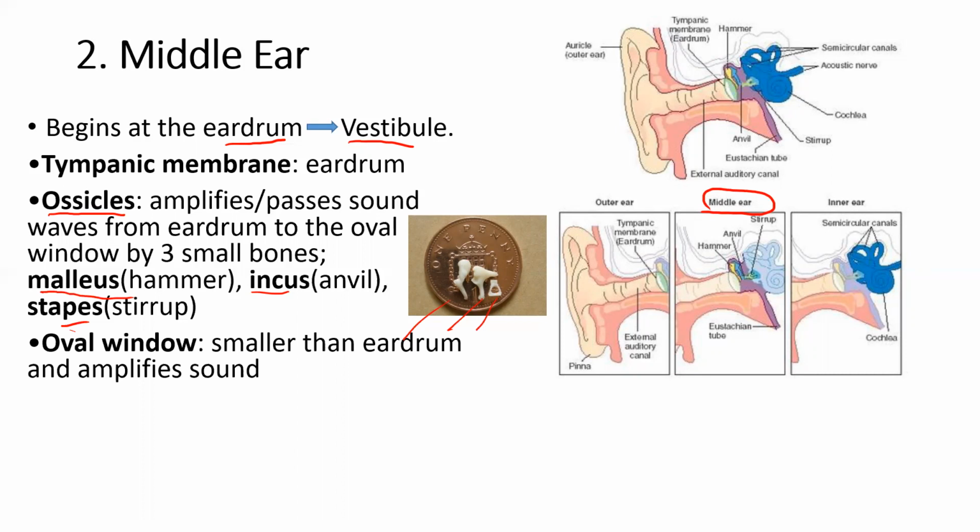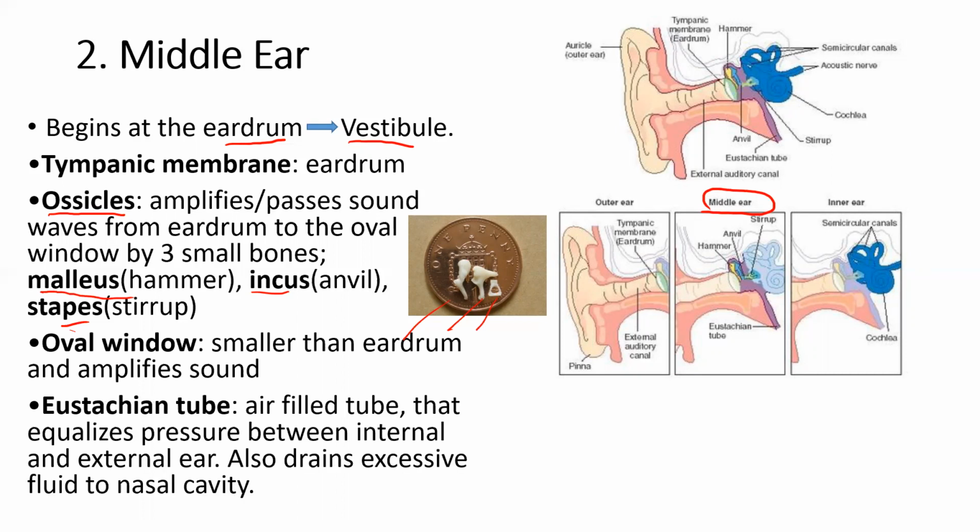The oval window is small, then the eardrum amplifies the sound, and the eustachian tube is air-filled and equalizes air pressure. So if you're on a plane and your ears pop and you swallow, you're equalizing air pressure on either side of the eustachian tube. Okay, swallow, it opens it up, and the pressure inside is equal to the air outside, and the tympanic membrane, the eardrum, pops. Okay, it just changes shape a little bit.